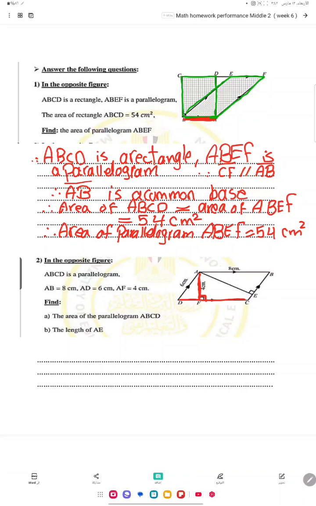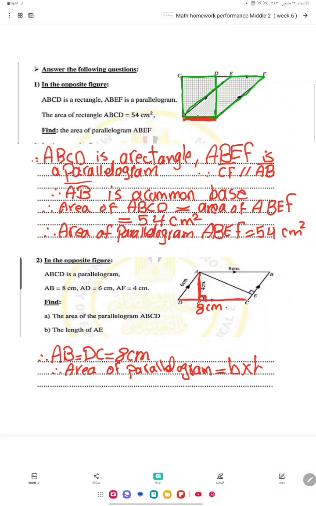Okay, so let's get the area of the parallelogram. We have here the base, we don't have it, but we know this is a parallelogram, so AB equals DC equals 8 centimeter. Okay, now we have the height AF and DC is the base. We can get the area of the parallelogram. Area of parallelogram equals base times height. So equals 4 times 8 equals 32 centimeter power 2. Now we have the area, we can get the height.